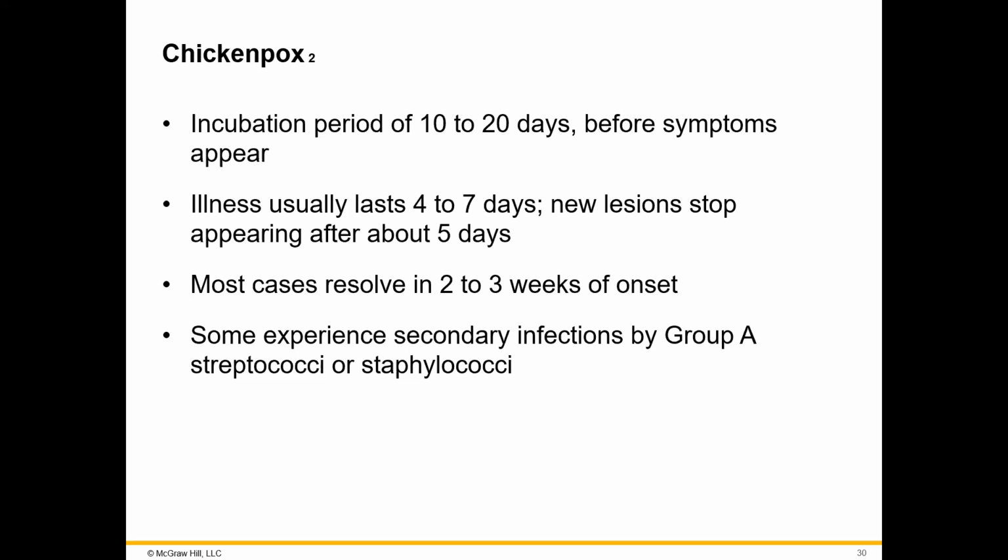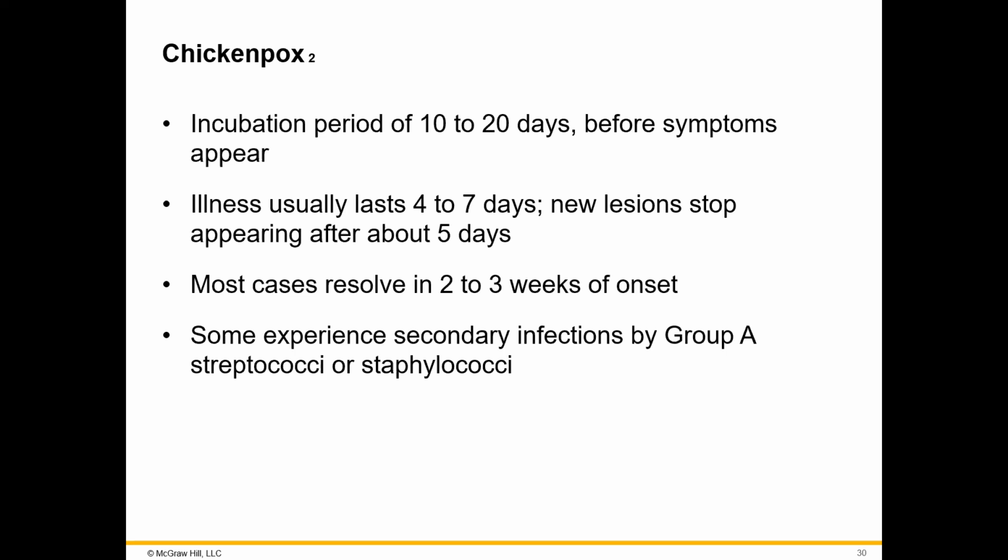Incubation period is 10 to 20 days. So if you remember back to chapter 2, when we were learning about the growth curve, about bacteria and all this stuff, incubation period is basically a lag phase. So this is the amount of time that it takes for that infection to take hold and actually start having effects on your body. So this is a period of no symptoms.